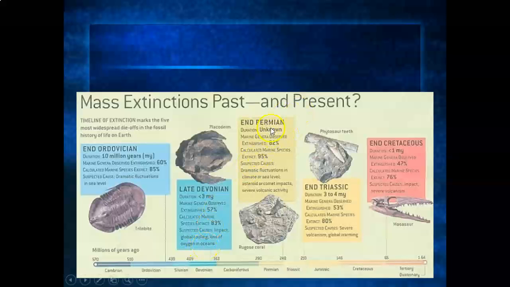We have then also the end of the Permian, which was probably one of the greater extinctions. You can see the extinction rate at 95%. So this is a huge event where a lot of life just went extinct. And a lot of it has to do with, as you can see, the dramatic fluctuation in climate or sea levels.